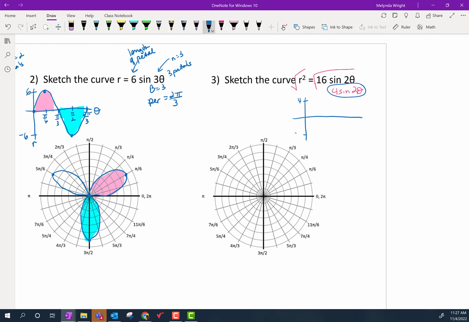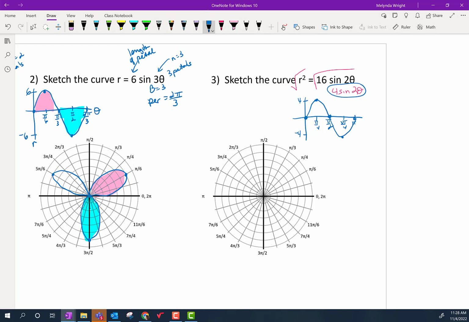So up 4 and down 4. It's a double angle, so we figured out on the other side that the period is pi. So that means pi over 2, pi over 4, 3 pi over 4. It's sine, so sine starts in the middle, then goes up, then goes back to the middle, then goes down. And this is what it looks like.